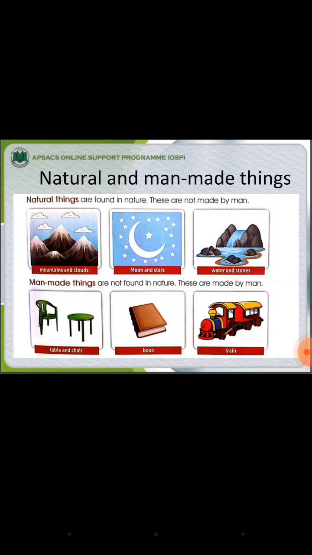Now, as I have told you, non-living things are divided into two groups, natural things and man-made things. Natural things are found in nature. These are not made by man. For example, mountains and clouds, moon and stars, water and stones. These are all natural things. Man-made things are not found in nature. These are made by man. For example, table and chair, book, train, all these are man-made things.